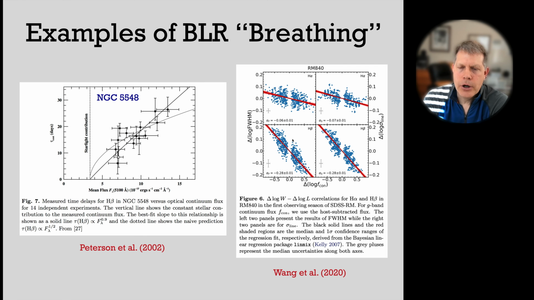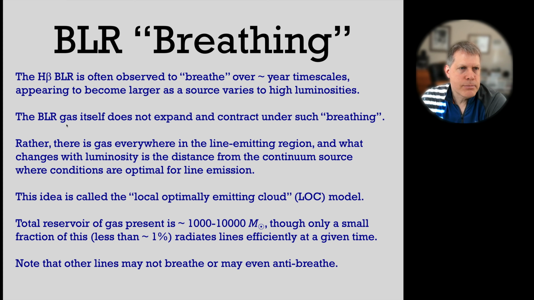Here is another similar result, in this case from the Sloan Digital Sky Survey Reverberation Mapping Project for one particular system. Here you can see H alpha and especially H beta showing this same type of behavior, where here what's being plotted is changes in the full width half maximum of the line compared to the flux of the continuum. You see this characteristic breathing type behavior. Okay, so what does this mean?